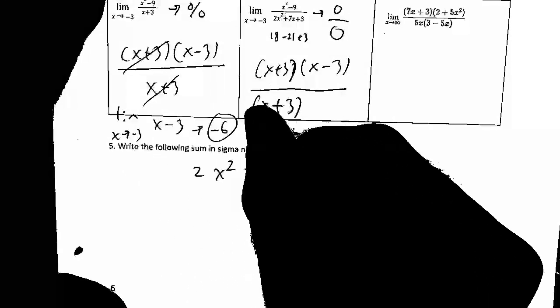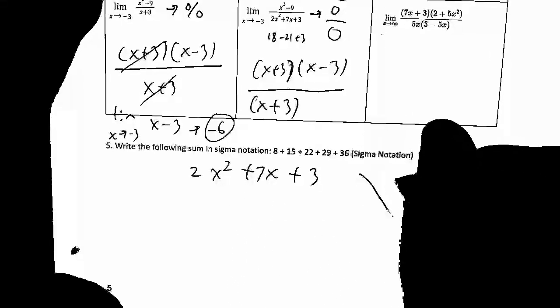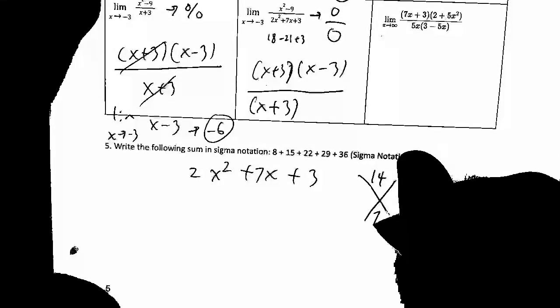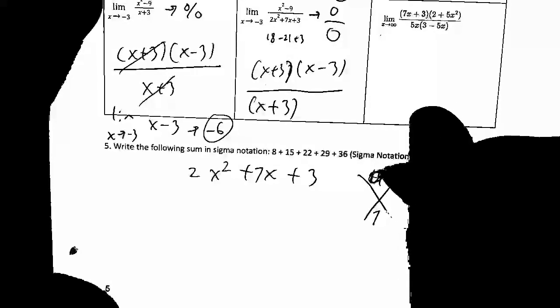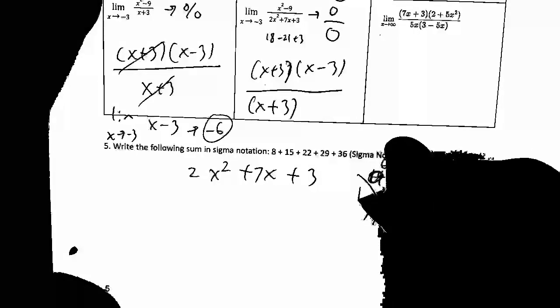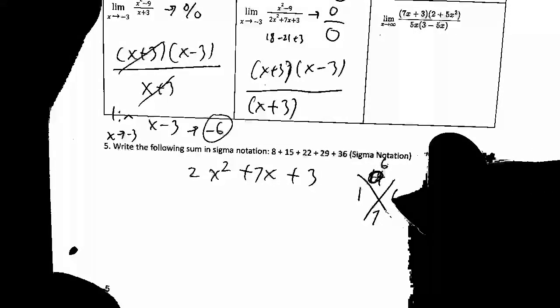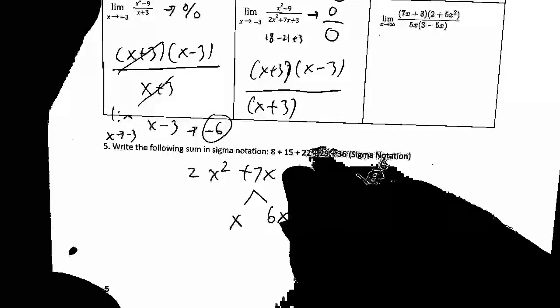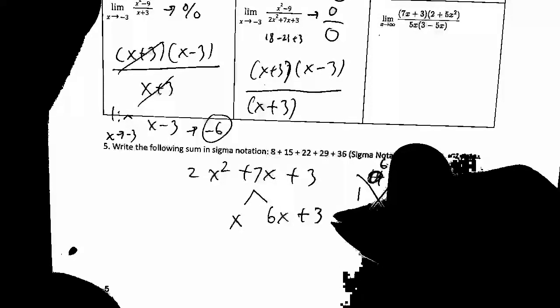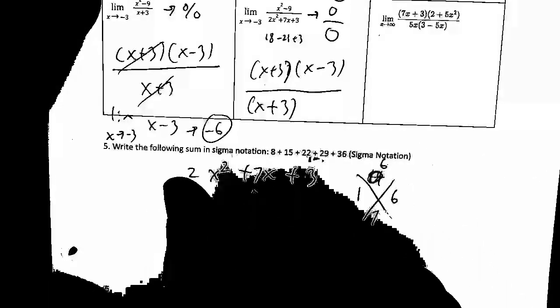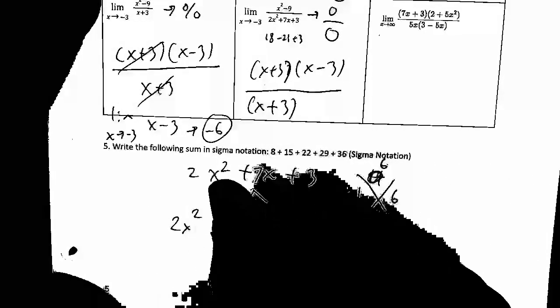So we have 2x squared plus 7x plus 3. If we're doing ac, we have two numbers that multiply to get 6 and add to get 7, and those are going to be 1 and 6. So x plus 1. That can't be right. That is right, yes. So this can be x, and this can be 6x plus 3. And then this will be 2x squared plus x plus 6x plus 3.